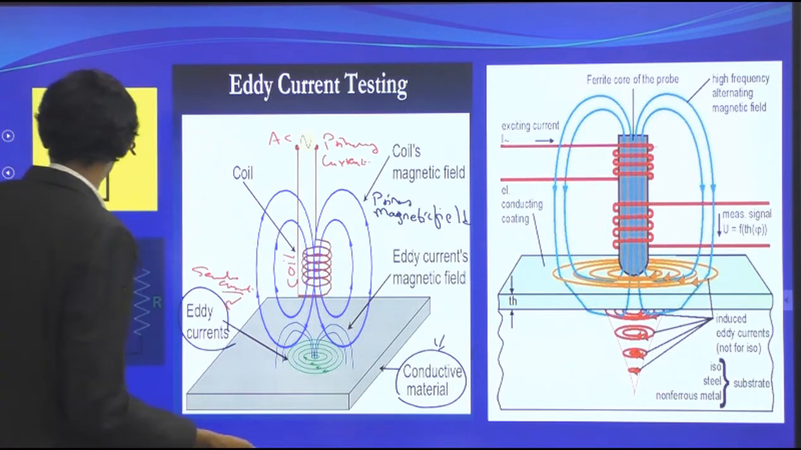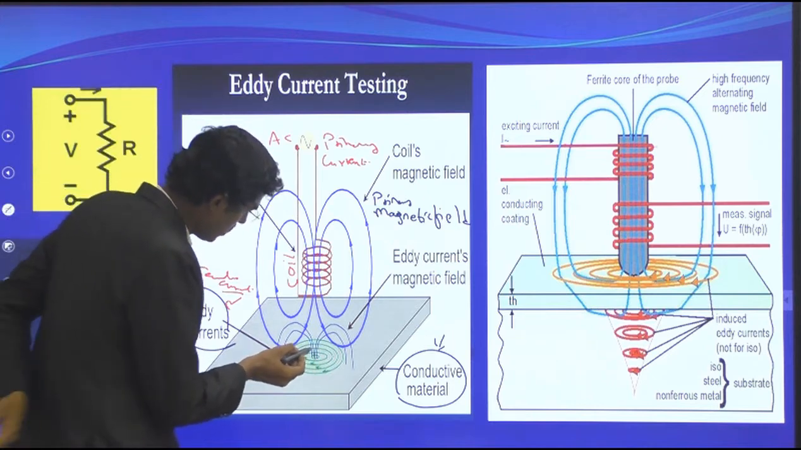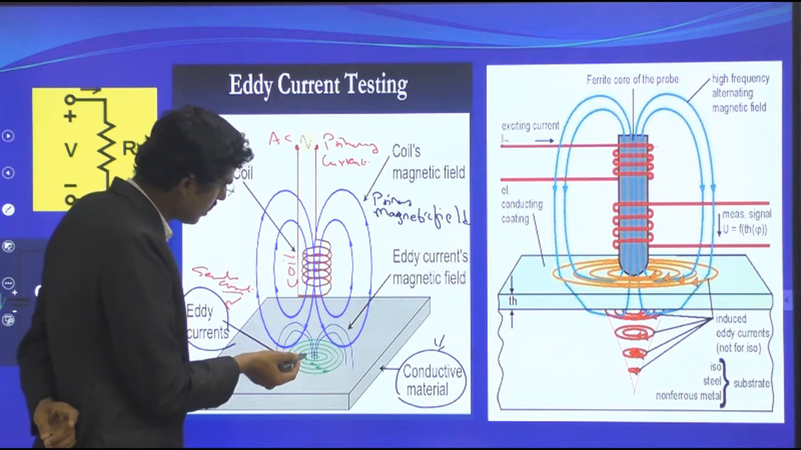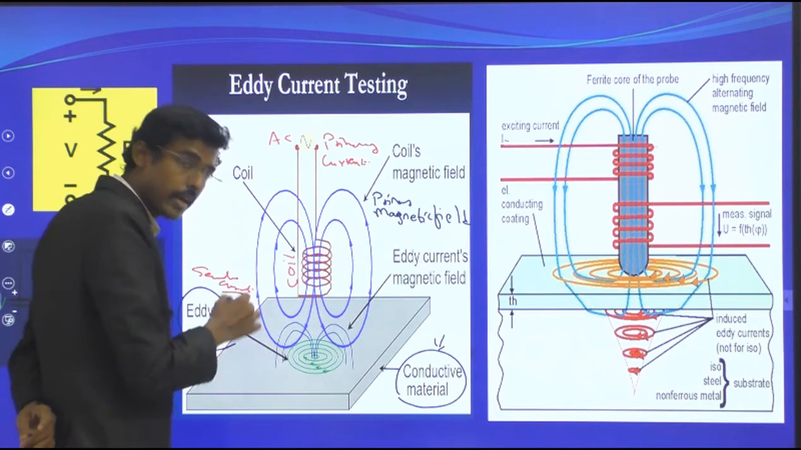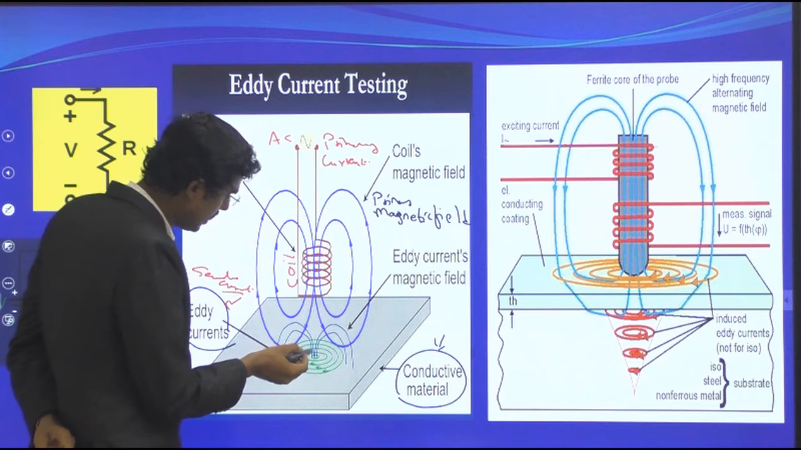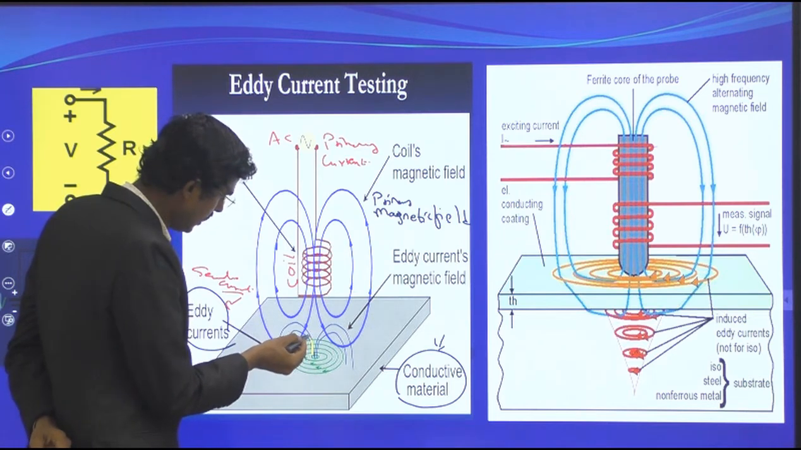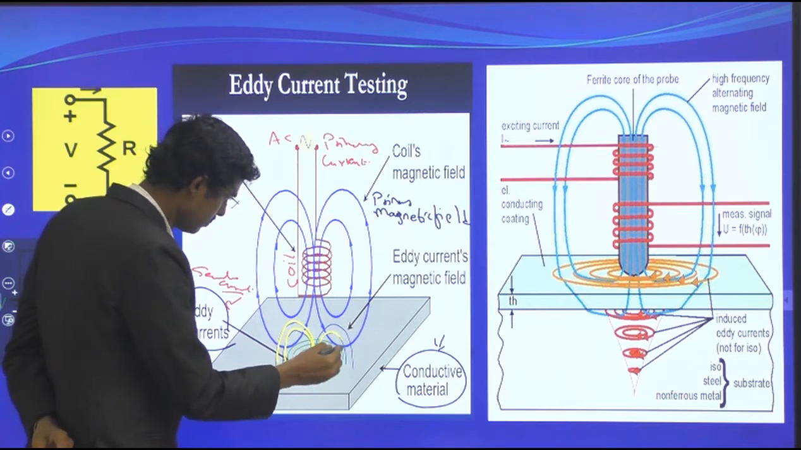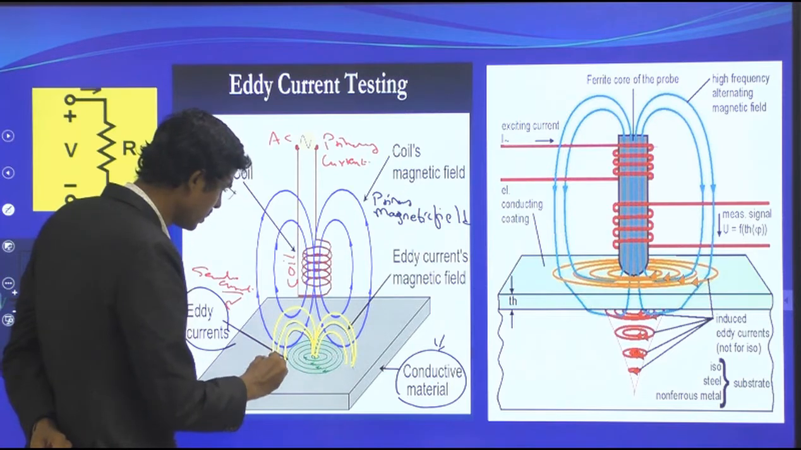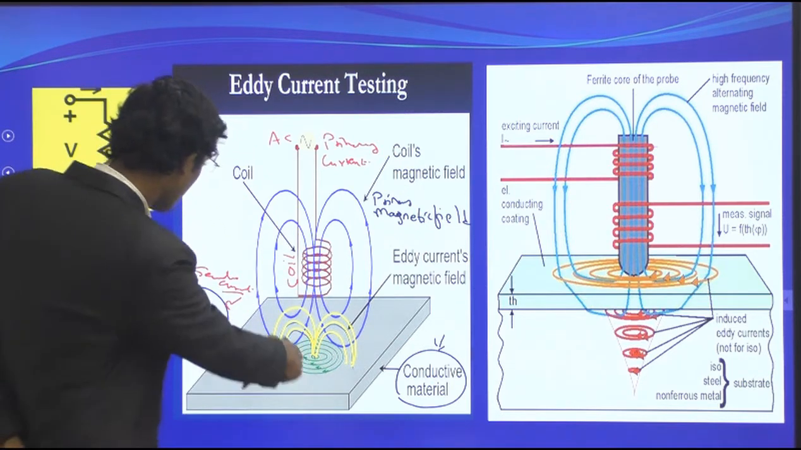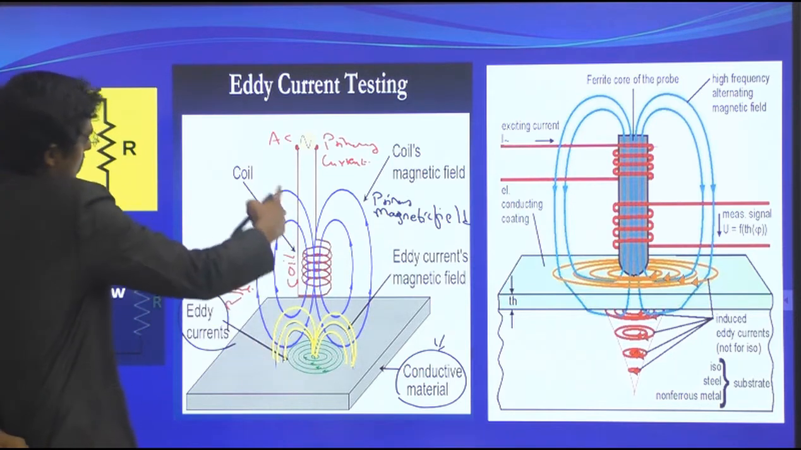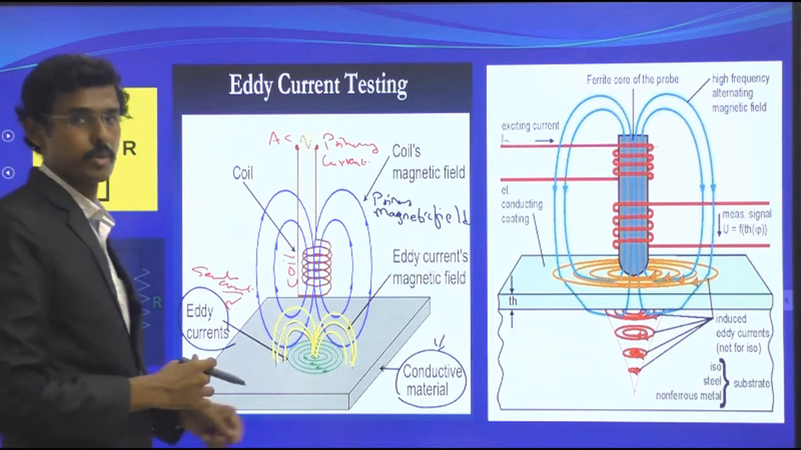In which direction? The primary current is coming in the downward direction, and this eddy current's magnetic field will be generated in the upward direction. That I am drawing in the yellow color. You see, like this it is generating. Likewise it is generated. So the green color circle is the eddy current generated on the surface, and the magnetic field is generated in this spot, in wave formats like this.